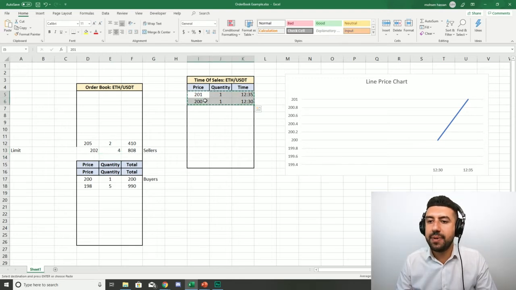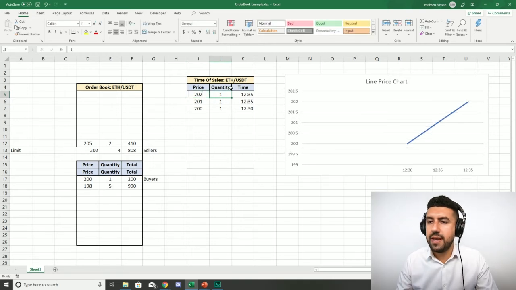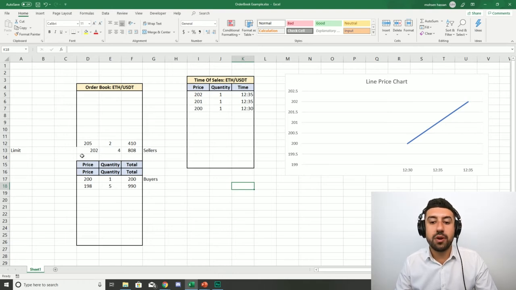And again, the same thing happened. This goes down in price. At 202, there was one sold, and the time of the transaction is going to be the same. And you see the chart is going to start updating as people send orders to buy and sell. And again, some people can send market orders.